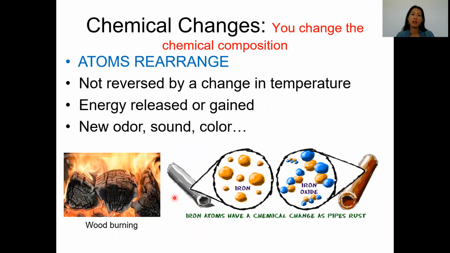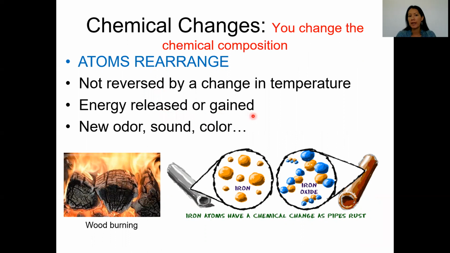Chemical changes are different. This is more significant where atoms actually rearrange. You break bonds and reform bonds. That's the crux of a chemical reaction. This is not reversed by a simple change in temperature.